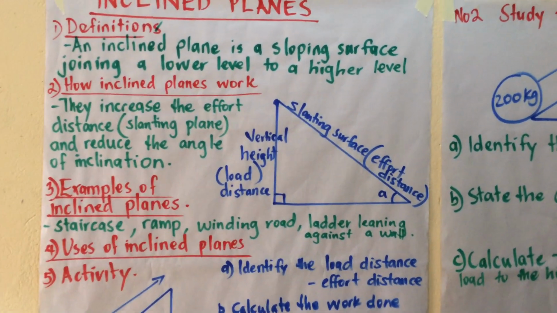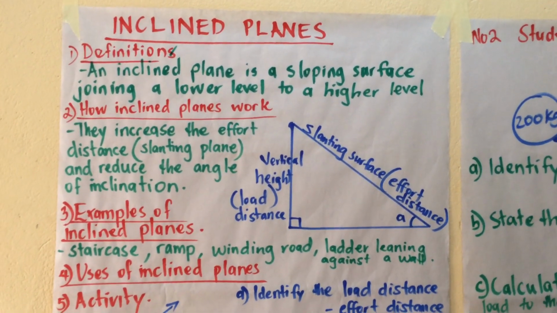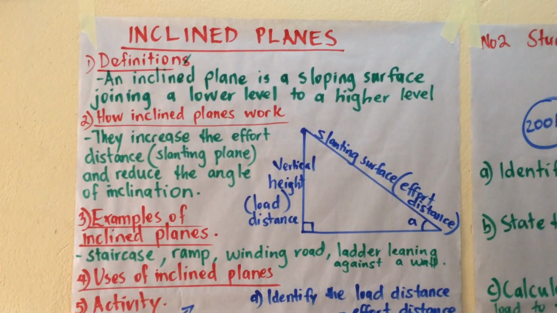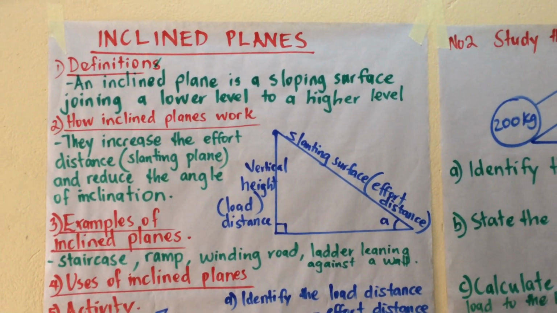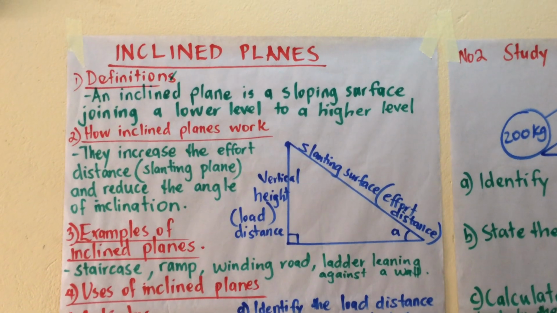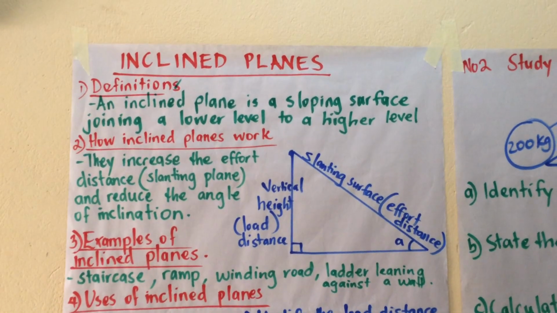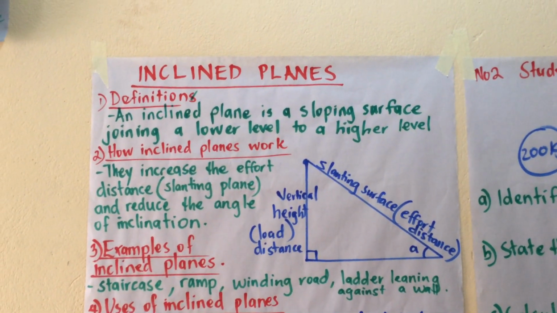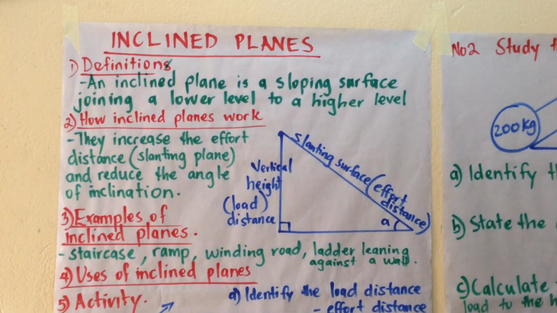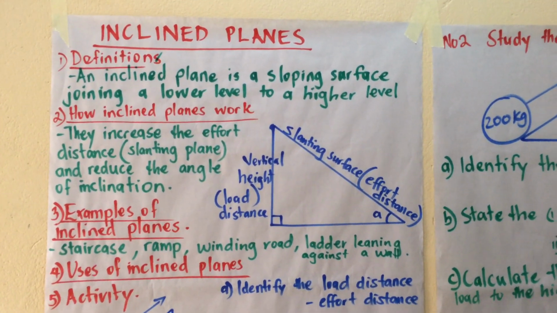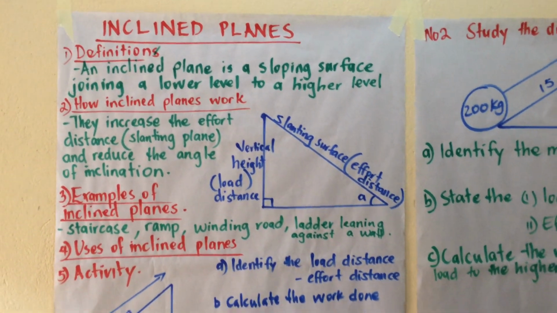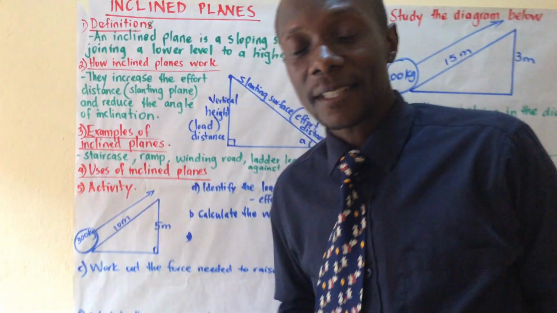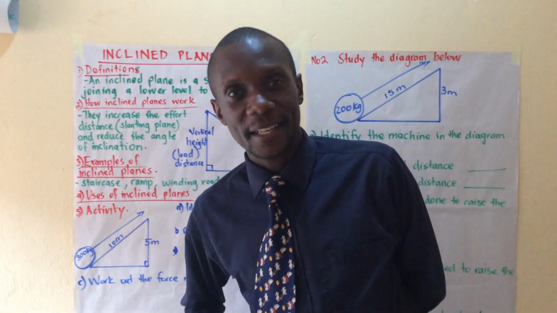The first one is: an inclined plane is a sloping surface joining a lower level to a higher level. If you don't want to use the word sloping, you use slanting. An inclined plane is a slanting surface joining two levels of different heights. So you either say it joins a lower level to a higher level, or it joins two levels of different heights. An inclined plane is a sloping surface joining two levels of different heights.